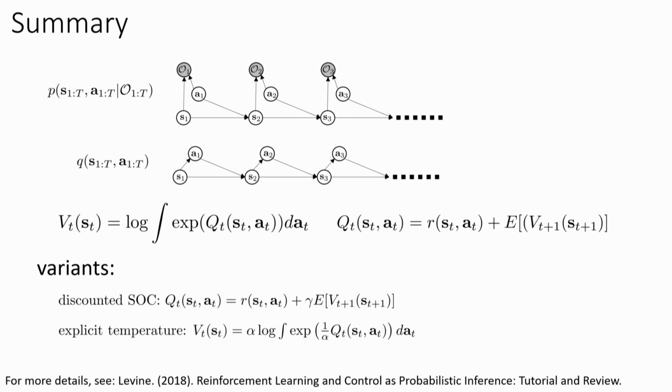You can also have an explicit temperature. So when you take these exponentials, you can put a 1 over alpha in front of the Q and an alpha out front, which will result in a situation where as alpha goes down, the softmax approaches a hard max. So you can use this to actually interpolate between a classic RL formulation, which you recover when alpha equals 0, and the stochastic one, which you recover when alpha equals 1. And that can be convenient in practice if you want to actually control the degree of stochasticity that you get.